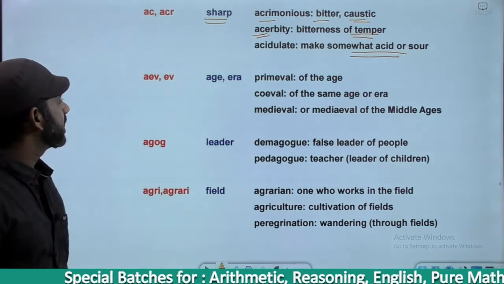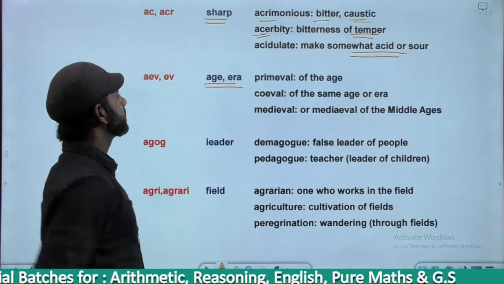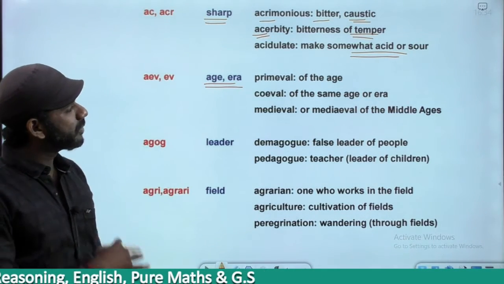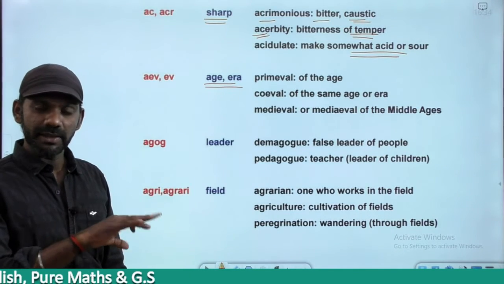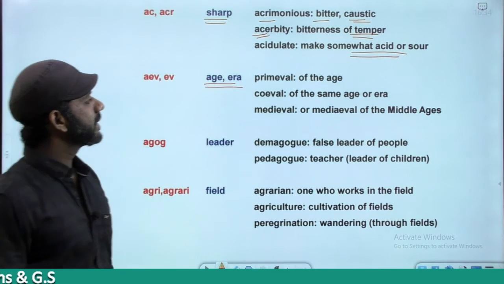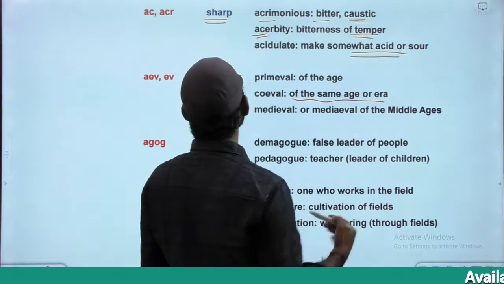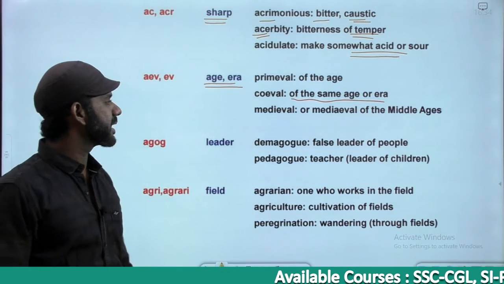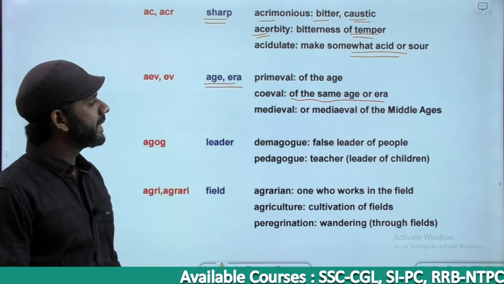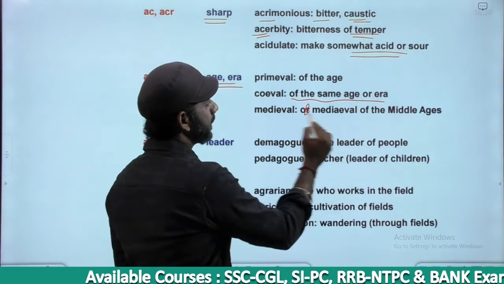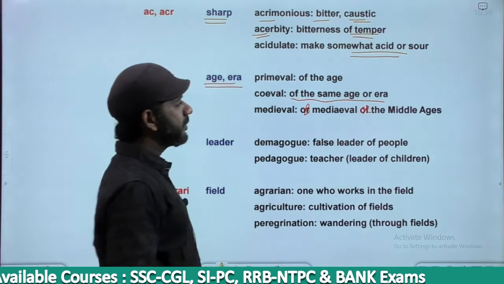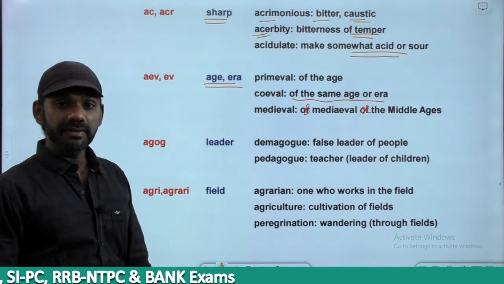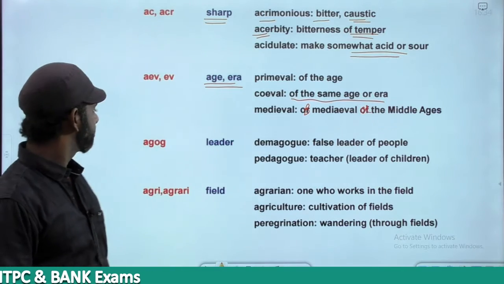AEV and EV mean age or era, right? Like primeval. Primeval is of the first age, right? Medieval and all. Coeval is of the same age or era, like contemporary. Of the same age or era is coeval, contemporary kind of. Medieval, of the Middle Ages. Of the medieval age or the Middle Ages is medieval. So AEV and EV mean age or era.